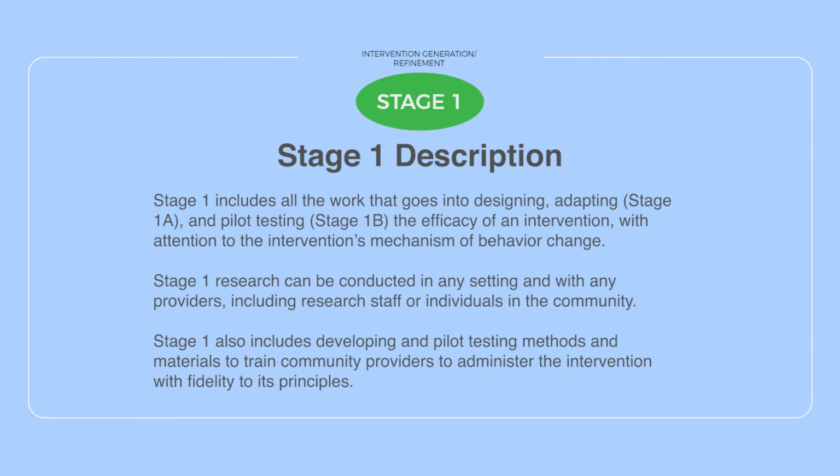Stage 1 description. Stage 1 includes all the work that goes into designing, adapting (Stage 1A), and pilot testing (Stage 1B) the efficacy of an intervention, with attention to the intervention's mechanism of behavior change. Stage 1 research can be conducted in any setting and with any providers, including research staff or individuals in the community. Stage 1 also includes developing and pilot testing methods and materials to train community providers to administer the intervention with fidelity to its principles.